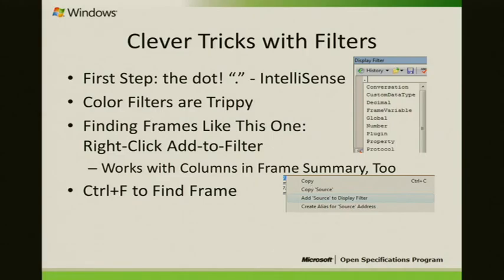And so these are the things we just went over. Dot starts IntelliSense. So if you don't even know where to start, just hit dot. It'll help you explore things. Color filters is another way to make visual stuff stand out. So you can make TCP retransmit stand out.